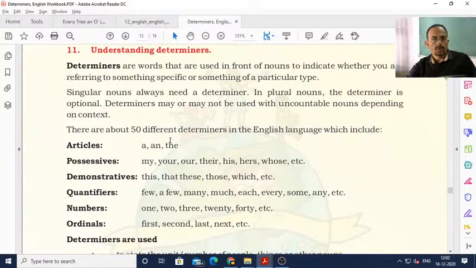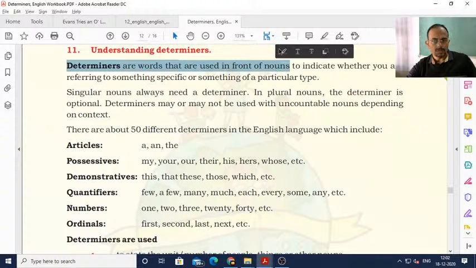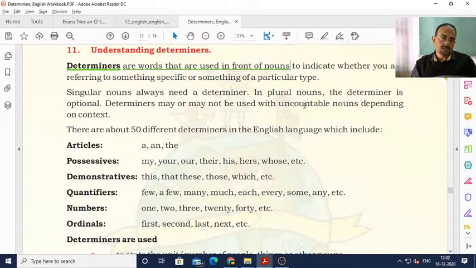Okay, so what are determiners? Determiners are words that are used in front of nouns. Okay, that is important for us to know. So yesterday I told you one important fact that adjectives are also used before nouns. Then how are adjectives different from determiners? So always remember that adjectives are those words which describe nouns, whereas determiners don't describe nouns. Determiners only determine whether the nouns have one.